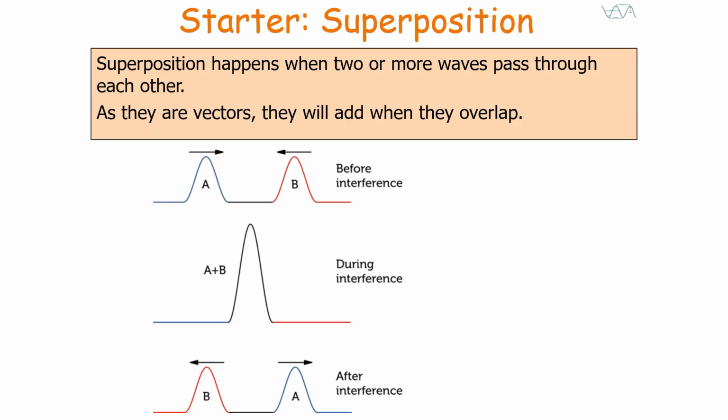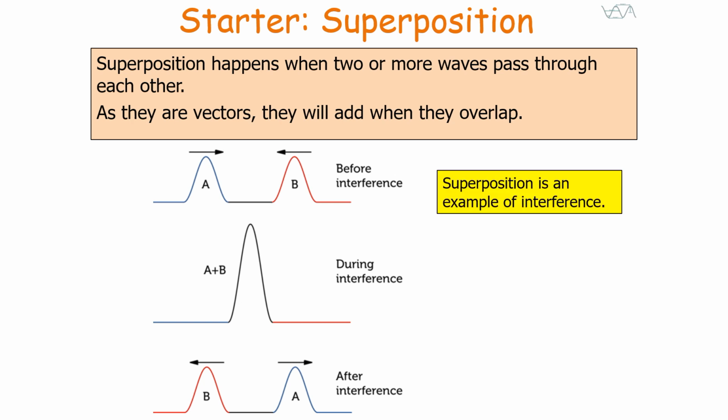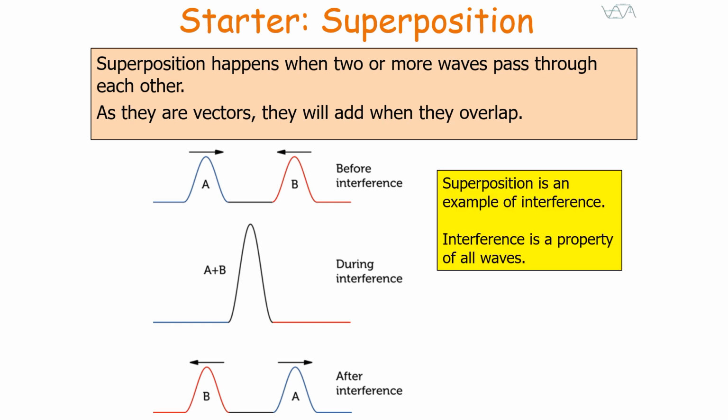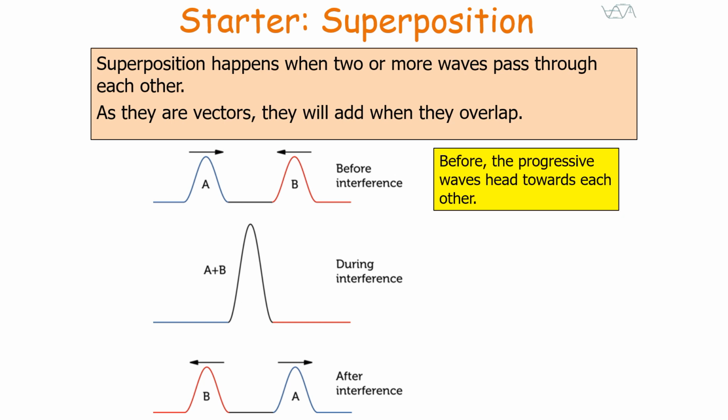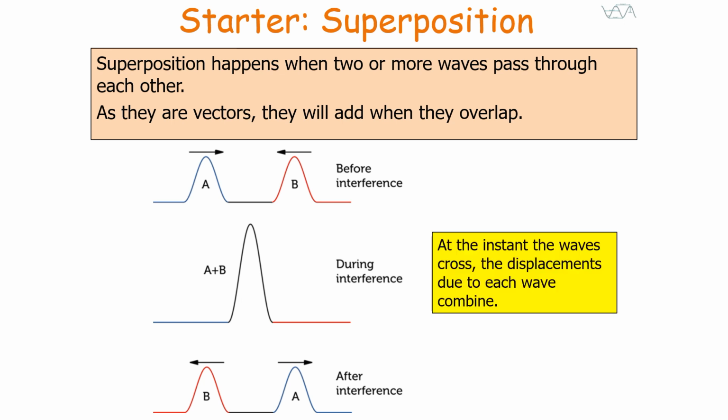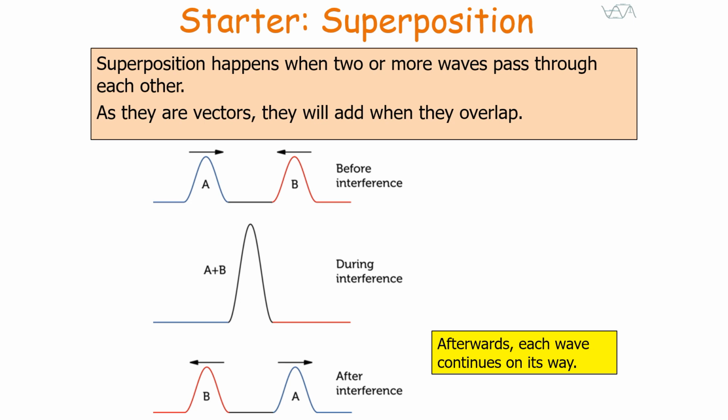Now superposition happens when two or more waves pass through each other. Because they are vectors, they will add when they overlap. Superposition is an example of what we call interference, and interference is a property that all waves demonstrate. Before the superposition takes place, the progressive waves head towards each other. At the instant the waves cross and overlap, their displacements will combine from each wave, whilst after the superposition each wave continues on its way.